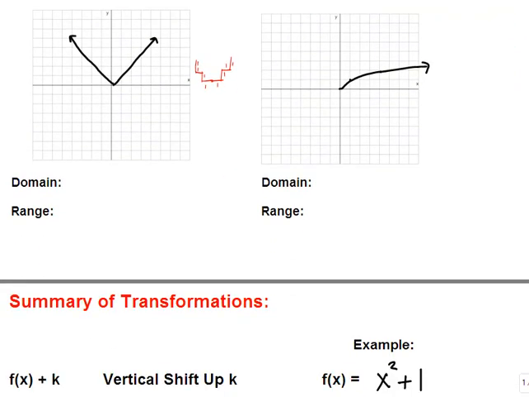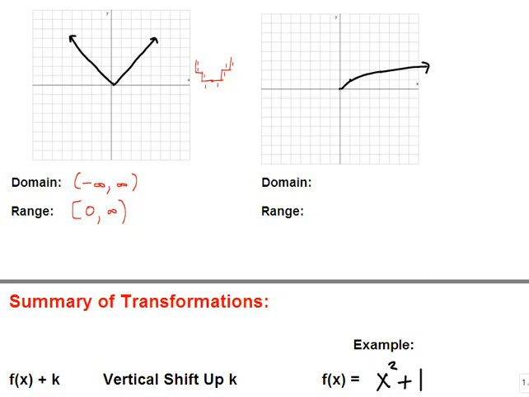If we look at this graph, the domain is all real numbers. I get to use every x, there's no restrictions. And the range, if I look up and down, the lowest y value that I go through is 0, and I go up from there. So 0 to infinity, including the 0.